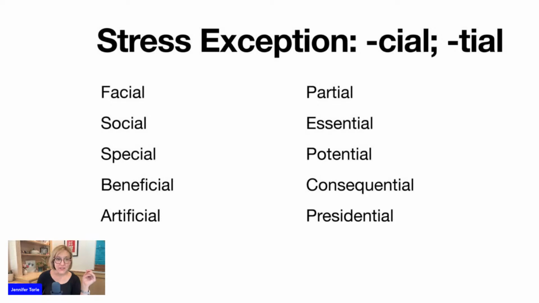All right. So I'm going to hide the words, and I'm not going to hide the words because I forgot to pull up the presentation for myself. So just go ahead and listen. All right. Facial, social, special, beneficial, artificial, partial, essential, potential, consequential, presidential.